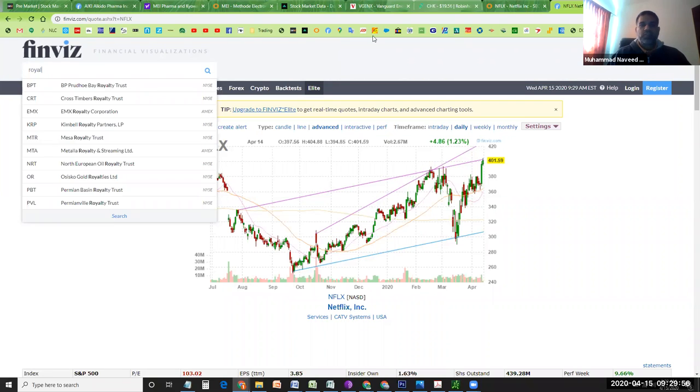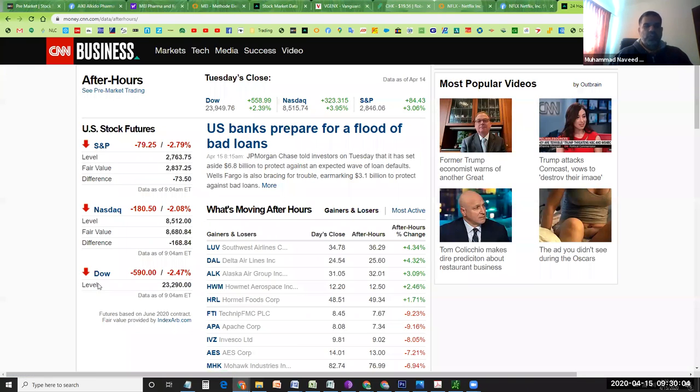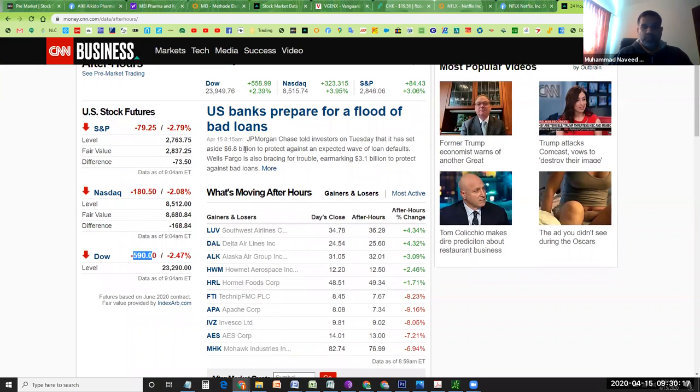You remember this tab, data after hours. This is going to show us what happened last night. So all the indices were down last night, quite a significant bunch, as a matter of fact. There's plenty of bad news. Banks are preparing for a flood of bad loans. JP Morgan Chase has set aside $6.8 billion to protect against the unexpected wave of loan defaults.